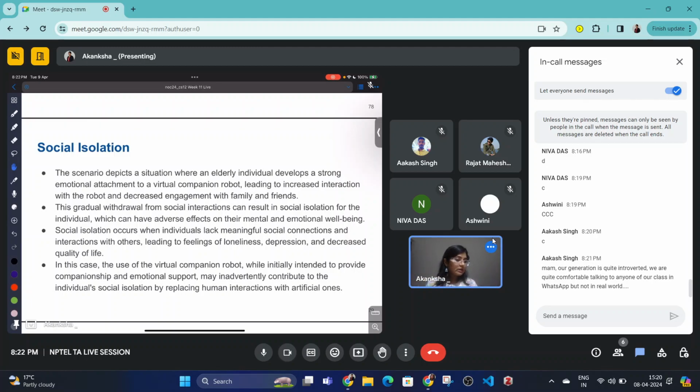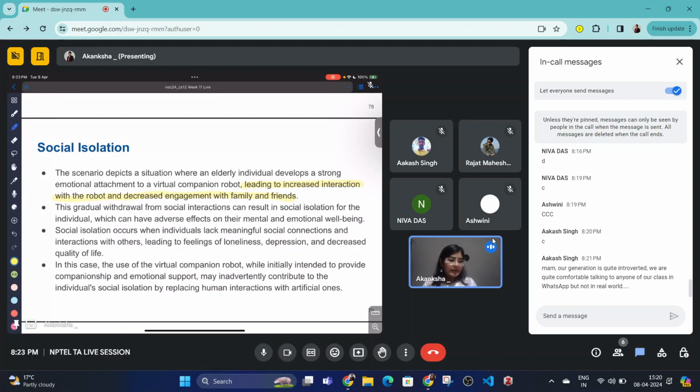It increased interaction with the robot and decreased engagement with family and friends, which you don't prefer. Right, Akash, our generation is quite introverted. We are quite comfortable talking to anyone on WhatsApp, but not in the real world. Personally, I am a very extrovert person. You might be a very introvert person. But especially for introverts, yes, we are very comfortable behind our screens and not face to face.